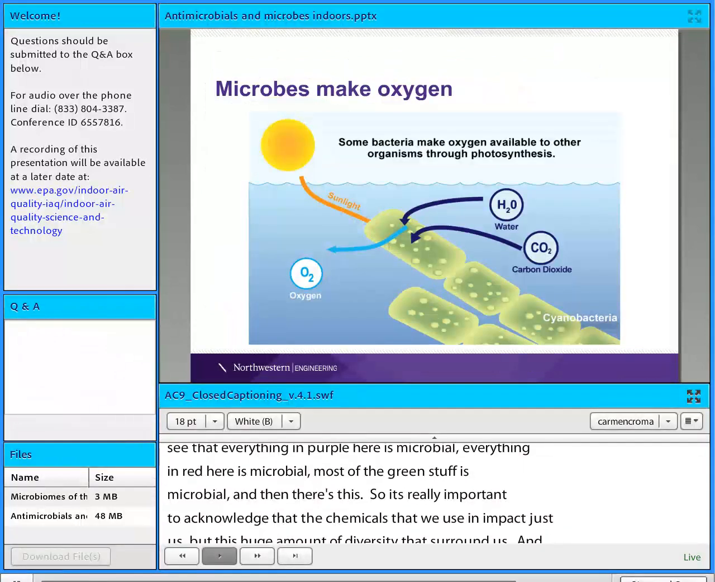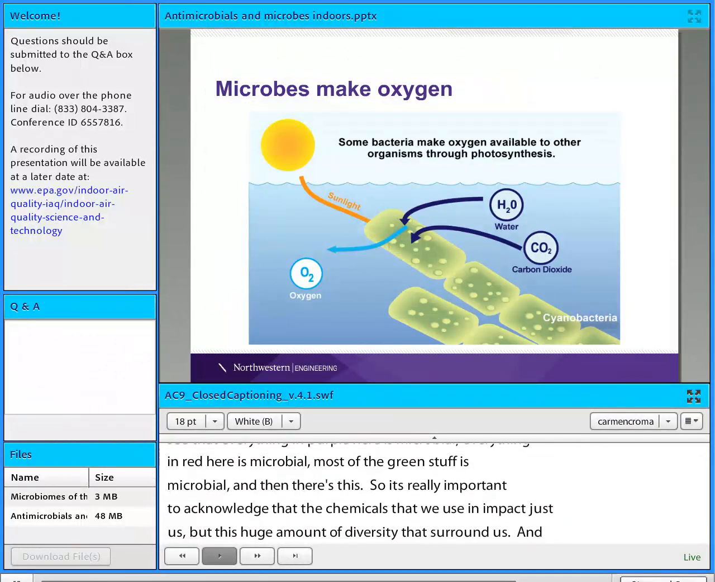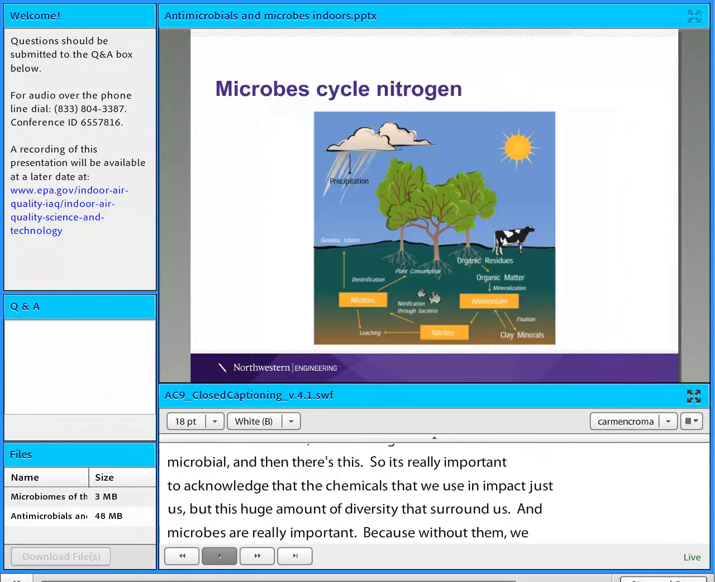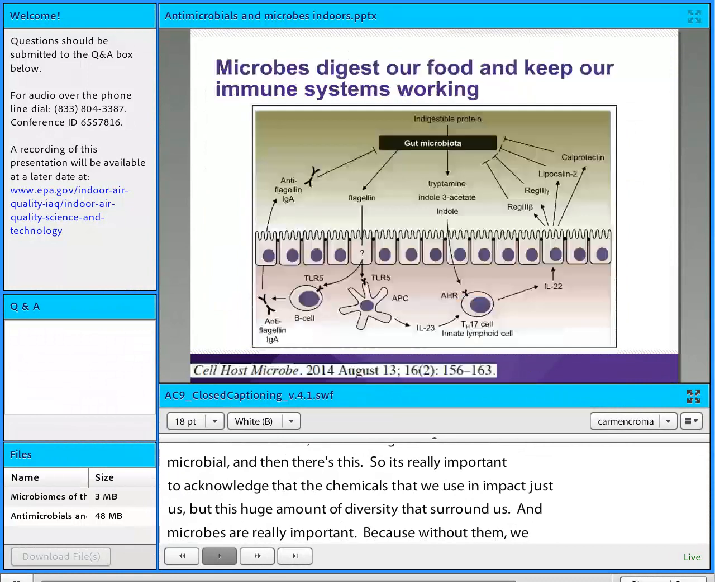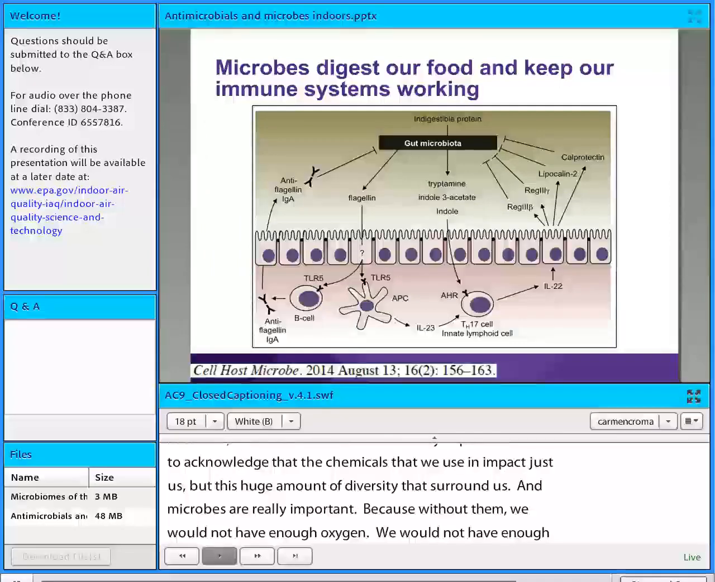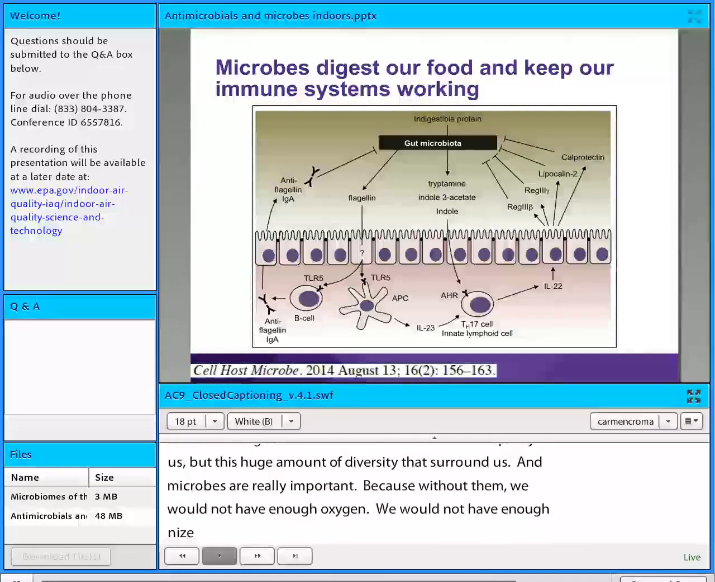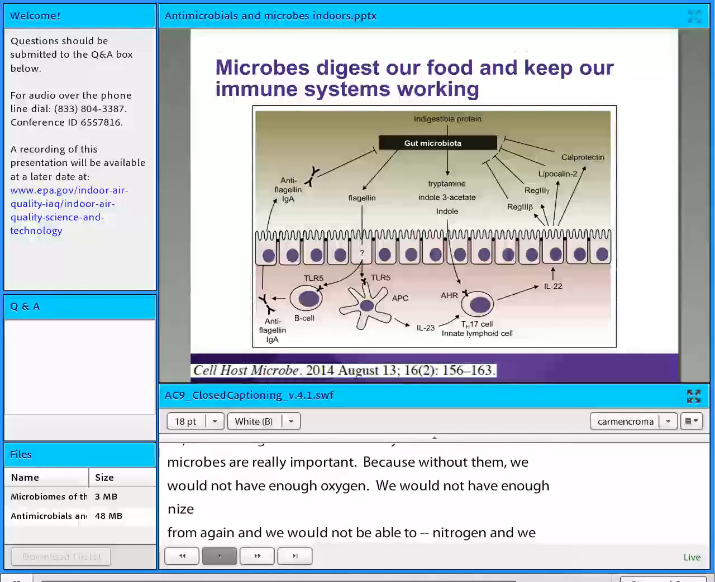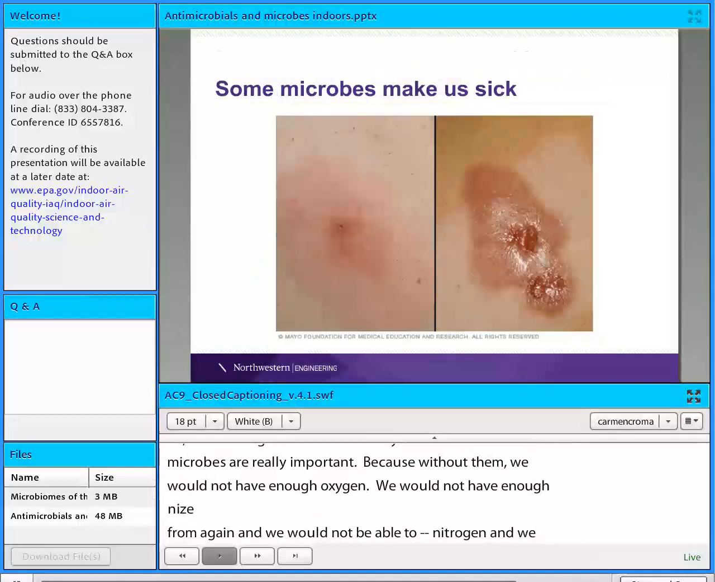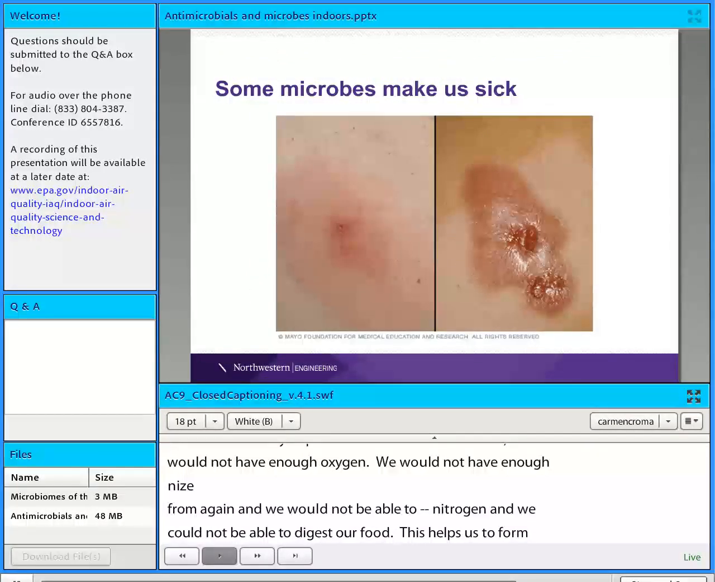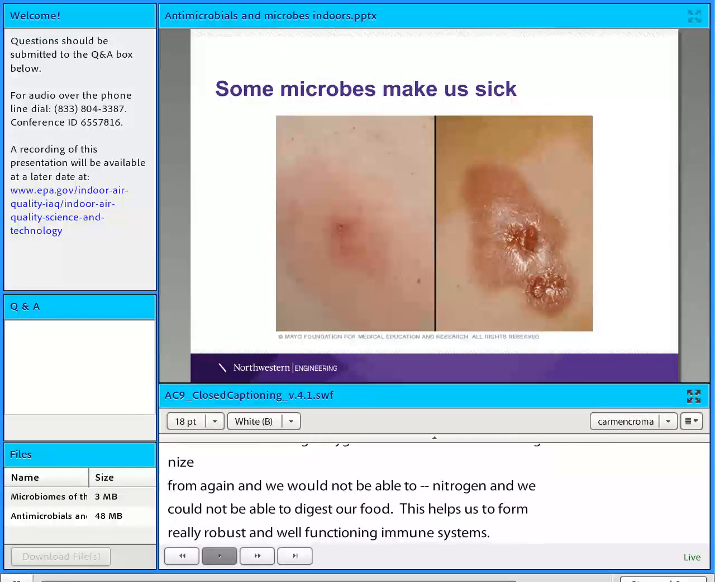And microbes are really important because without them, we would not have enough oxygen. We would not have enough nitrogen. And we would not be able to digest our food. These are all really critical ecosystem services that microbes provide, in addition to possibly helping us form really robust and well-functioning immune systems. And yes, there are a few microbes that make us sick, but they're really, really in the minority here.